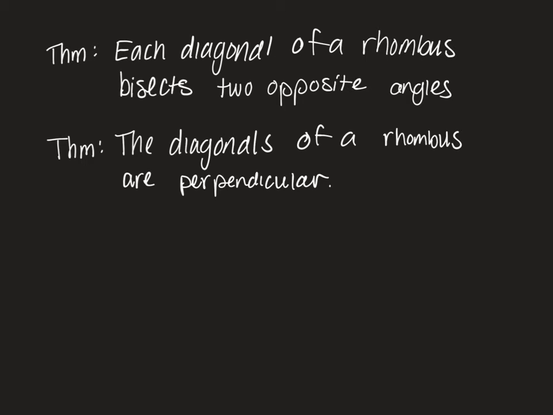All right, so the next two theorems that this section covers are both about a rhombus. The first one says that each diagonal of a rhombus bisects two opposite angles. So let's draw a rhombus.